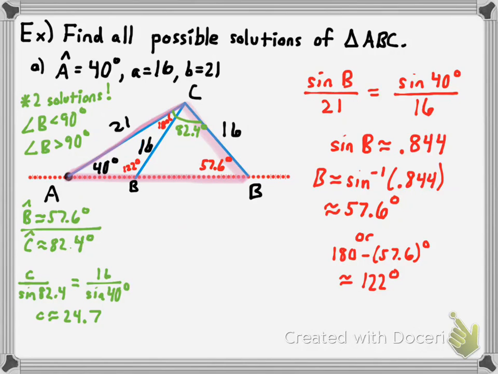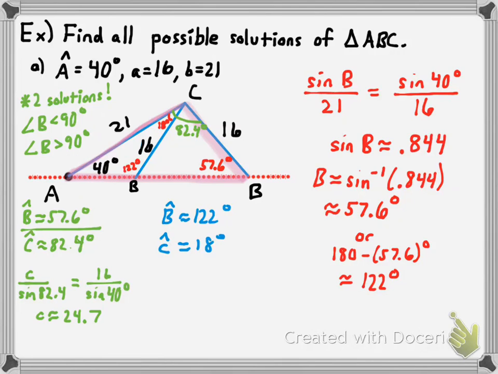Then there's solution number two. Why don't I just write that in blue, let's say. And solution number two would assume that angle B was an obtuse angle, and we said it would have to be 122 degrees in that case. So angle B, approximately 122 degrees. And then that would make angle C, we said earlier, approximately 18 degrees, right?